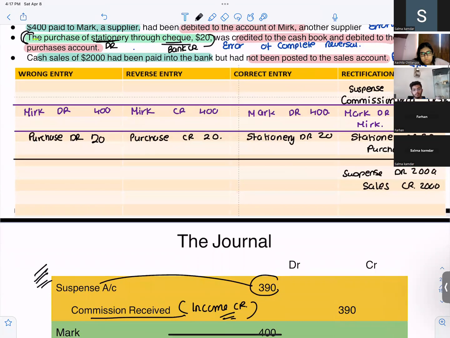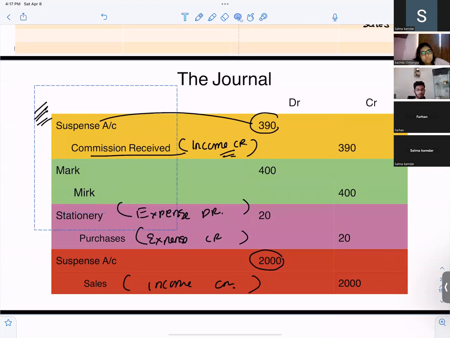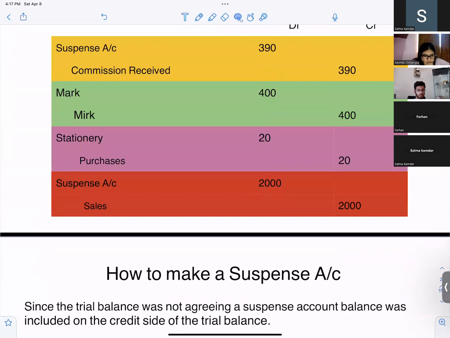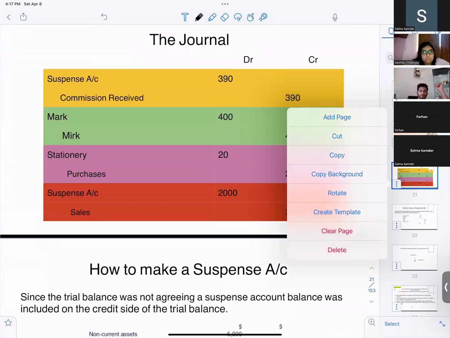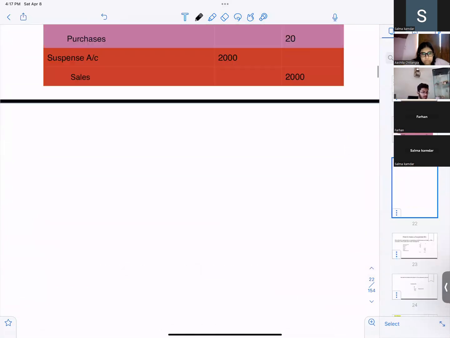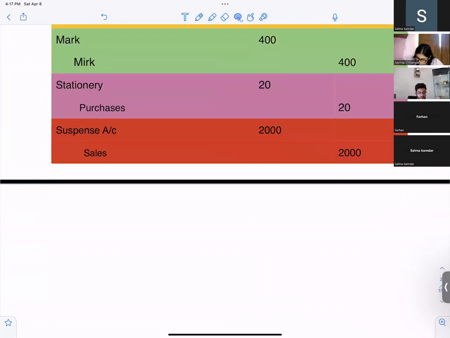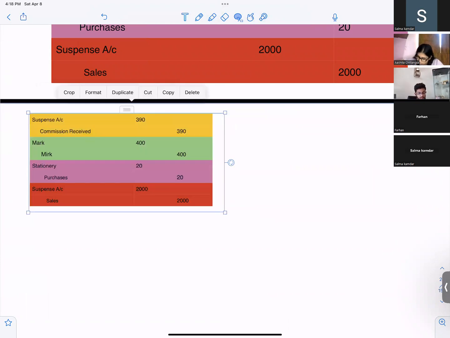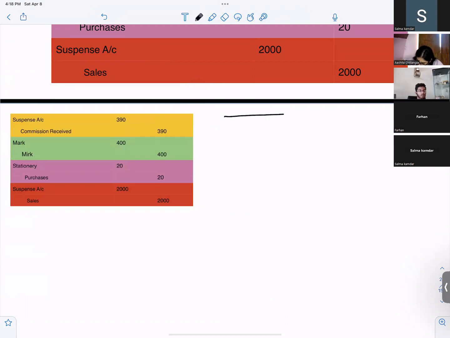Have you all done this? Yes. Now I'll teach you how to prepare a suspense account. This is your rectification entry. You will take all the rectification entries into consideration and prepare a suspense account. So I'm putting the rectification entries in, and I'm making the suspense account.